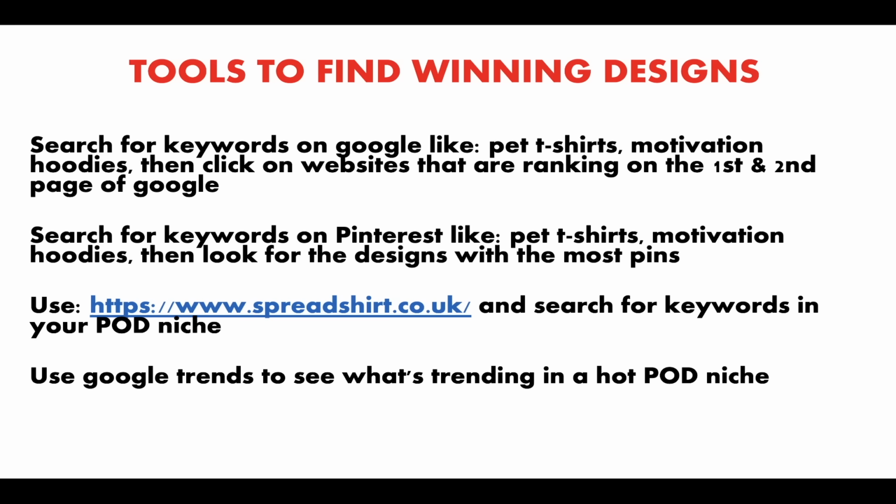Now, the third strategy is using the website spreadshirt.co.uk. This website just hosts loads of different niches with loads of different designs, and you basically just want to search for keywords in your niche. That way you can see designs on that website. Now, the fourth strategy is to go onto Google Trends and to see what is trending in your POD niche, then create designs around it.